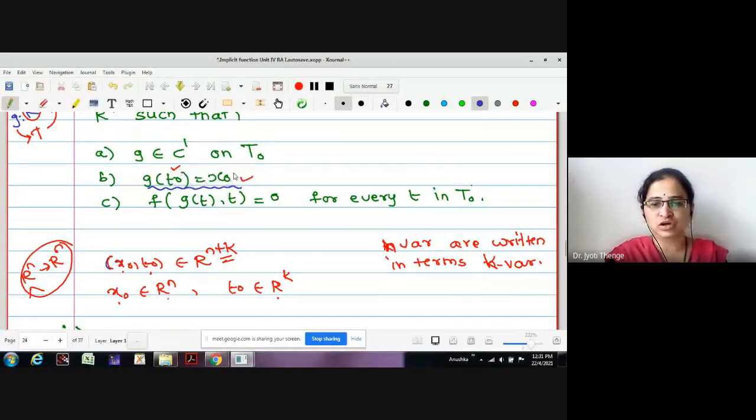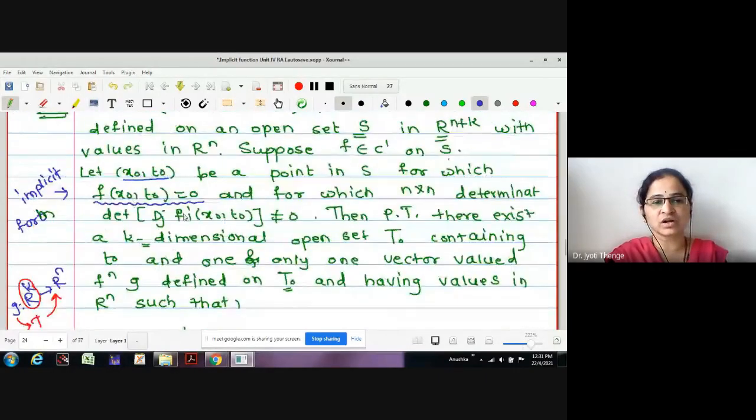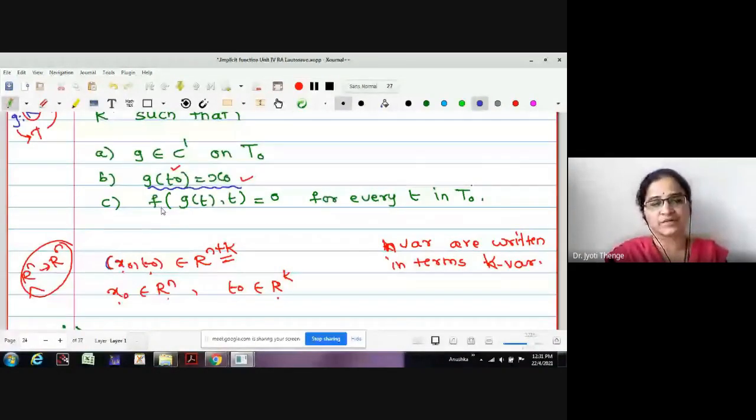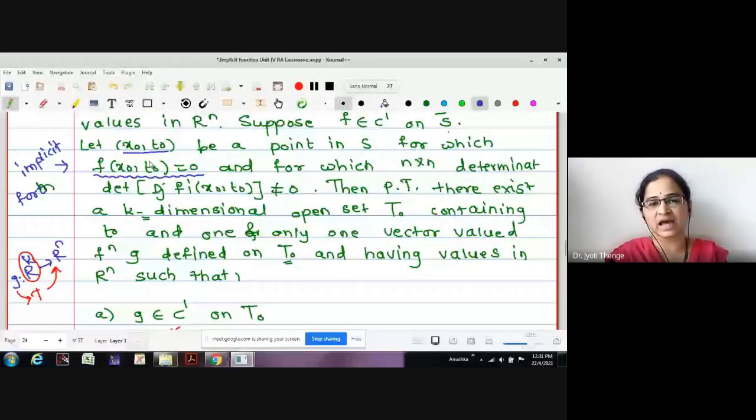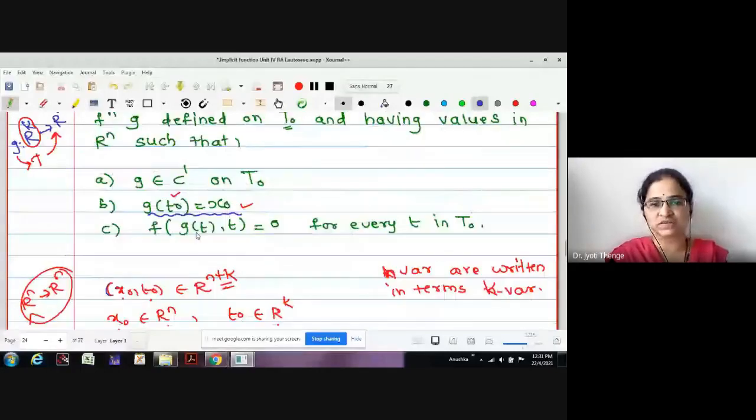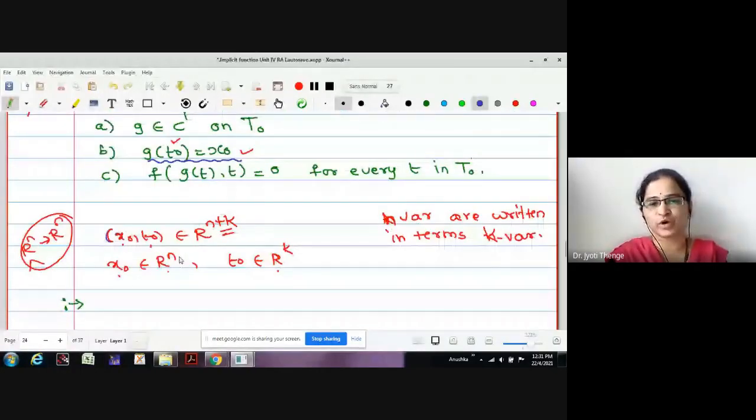Here x is a vector belonging to R^n space, and t is a vector belonging to R^k space. These n variables are written in terms of the remaining k variables. Therefore, this is the explicit form of the function. At which point is this? This is at the point (x0, t0), at which the Jacobian determinant is given to be non-zero. Also, it was written f(g(t), t) = 0. That is, whatever x we were writing, if I write the function as f(x, t), then this x is equal to g(t), and this is true for every point in T0.